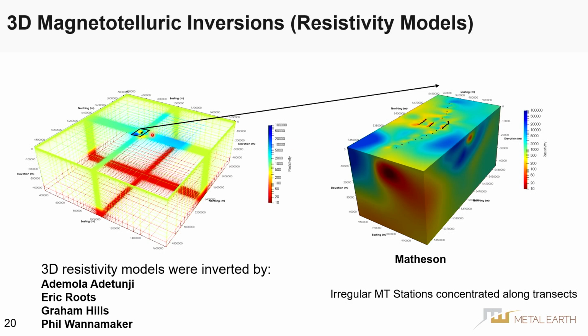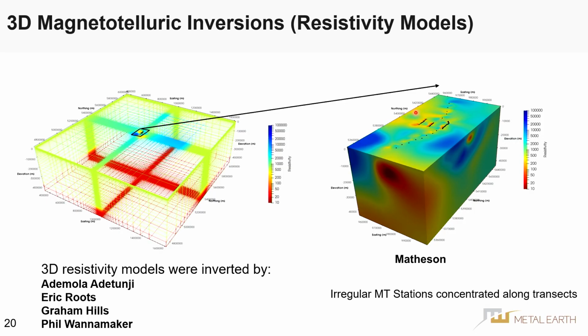In the same zone, if I go to the Matheson, this is our magnetotelluric resistivity inversions. Most of these things we already talked about, Adamola and Eric worked on these. You notice one of the things with the resistivity: our magnetotelluric stations were along the profiles and transects, we just put a few in there, and they're pretty much along the lines. And we're doing a 3D inversion of this. The ideal case for resistivity would be if we really had regularly spaced stations here.